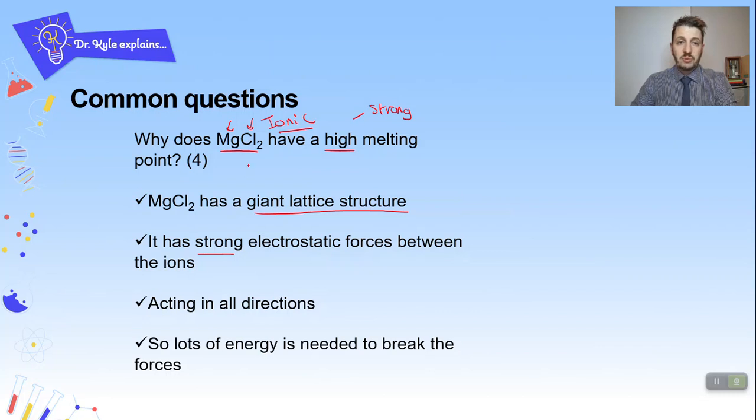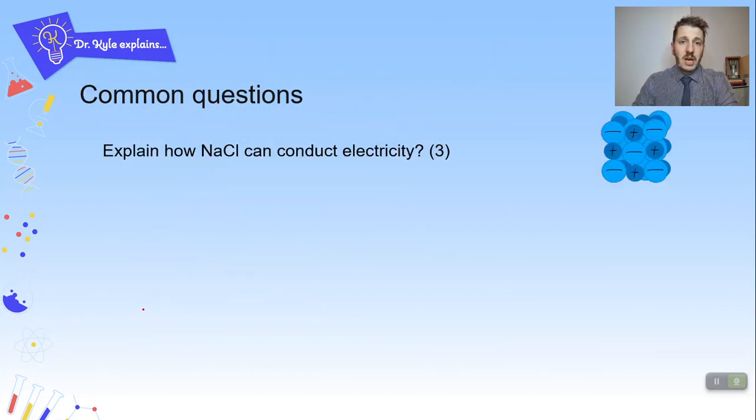So just to recap, first of all, identify it's ionic. Then see that it says high, so the bonds must be strong. Then we go ionic, must have a giant lattice structure, must have strong bonds. We call those electrostatic forces of attraction. They're acting in all directions, and so therefore lots of energy needed to break those bonds. And if you follow this structure, you'll get really good marks in your GCSE. Okay, so another common question then is explain how NaCl can conduct electricity.